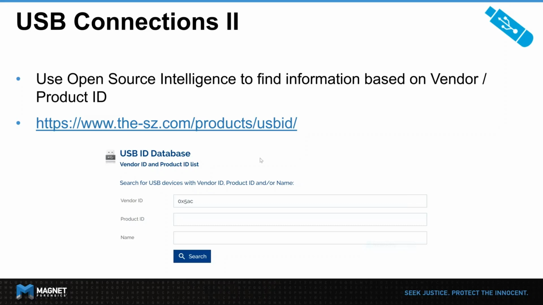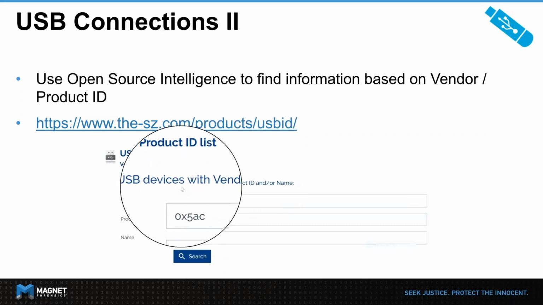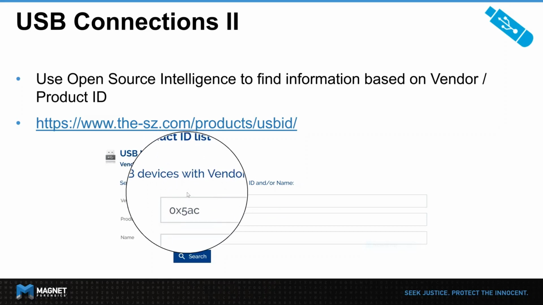And then just to point out here, I've got the vendor ID of 0x5AC. When you are doing Mac USB investigations, you're going to see this number a lot. This is a vendor ID. 0x5AC, that's actually going to be Apple's own vendor ID.